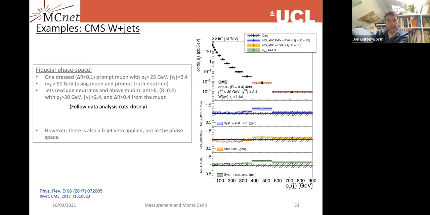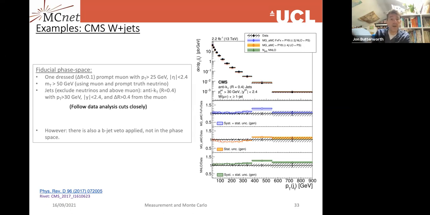So this is an example of a W plus jet measurement from fairly early on in CMS data taking. They define a fiducial phase space, which is great. They demand one dressed prompt muon, which passes the PT cut and rapidity cuts there, which means it's inside their detector. They make a transverse mass cut using the muon and the prompt truth neutrino, which is a proxy for the missing energy. All of that's entirely respectable.